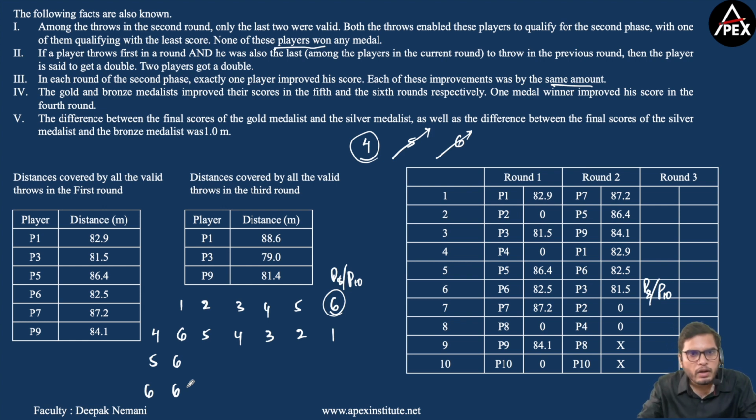Now, can we have a player getting a double in round 2? No. Because the last person to throw the javelin in round 1 is P10 and the first person to throw in round 2 is P7. Whereas we have P10 throwing last in round 2 and you can have P10 throwing first in round 3. So this is possible. Okay, now this is where we have another player getting a double. Now we have P10 being the first person to throw the javelin in round 3. Now in round 3 we have P10 being the player with rank 1. Whereas we have P1 improving his score in round 3.